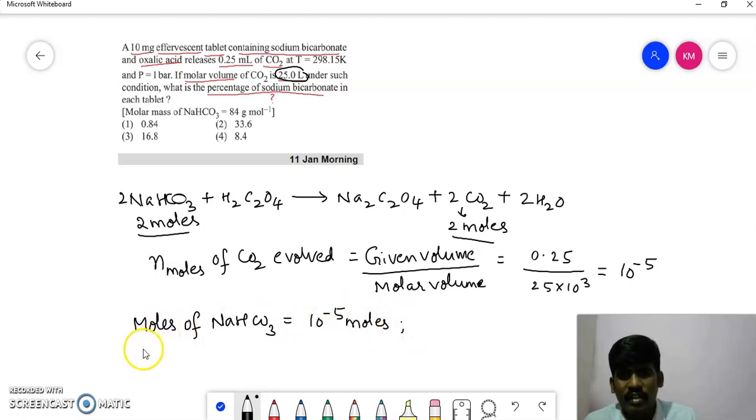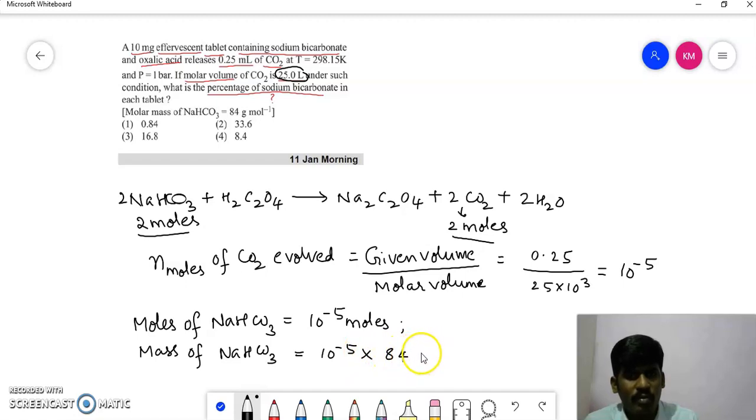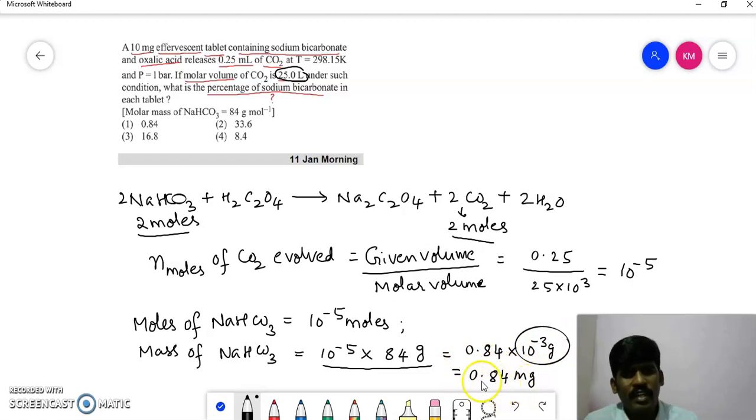Then if you want to calculate the mass, mass of NaHCO3 is nothing but number of moles, that is 10 to the power of minus 5, into molar mass, 84 gram per mole, right? This is 84 into 10 to the power of minus 5 grams. Adjust the decimal, and you will get 0.84 into 10 to the power of minus 3 grams. 10 to the power of minus 3 grams I can write as milligrams, so 0.84 milligrams. This is the mass.